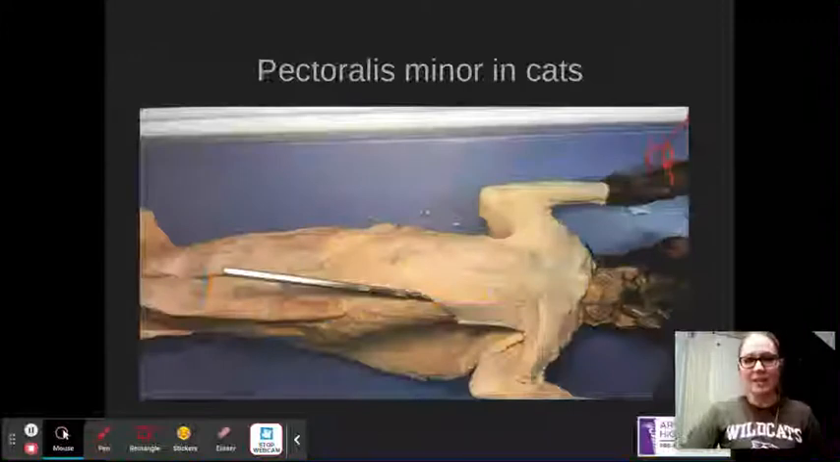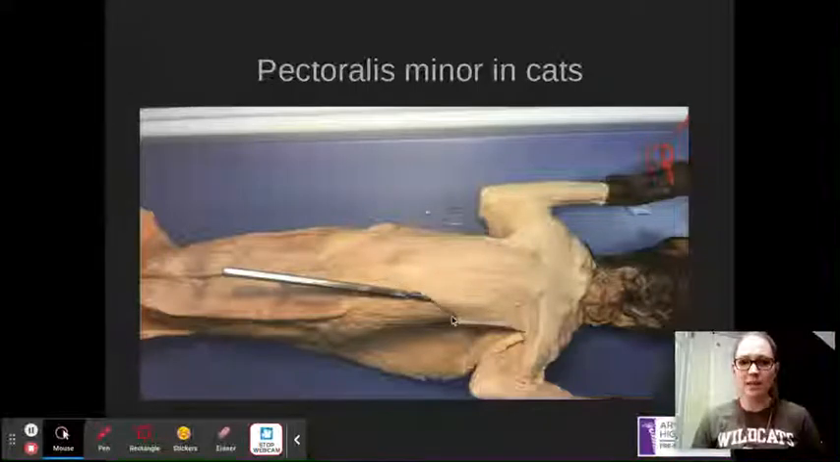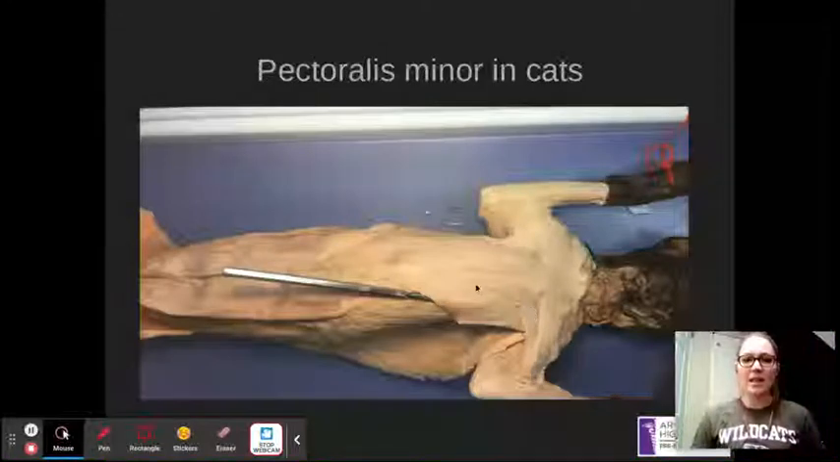Good. And pec minor in cats looks a little bit different than it does in humans. So this whole thing, from this edge to this edge, is pec minor, because here again is our pec major. And then there's the pectoralis minor in the cats.